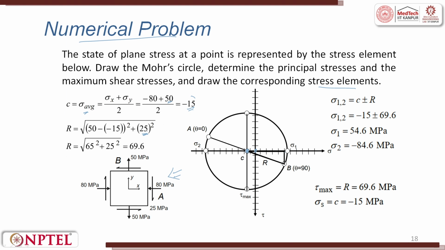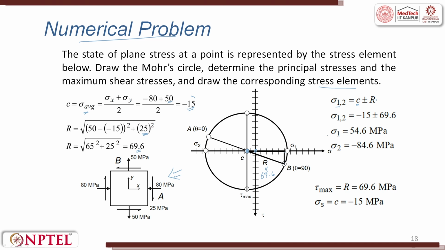So, when we try to solve this, we get R as 69.6. So, 69.6 is the radius with which you are trying to draw a circle. So, this R is nothing but 69.6. Now, sigma 1,2 is nothing but C plus or minus R. What is C? C is minus 15, we have found out. R we have got as 69.6. So, it is plus minus.